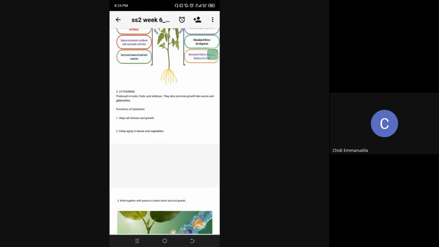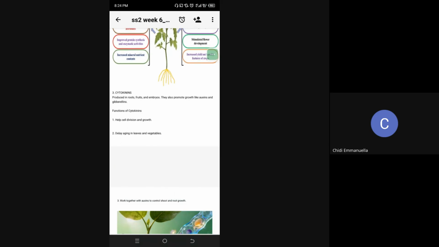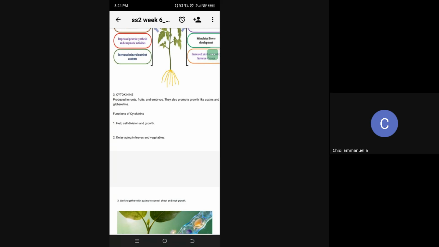All right, the next one we're looking at is cytokinins. This is produced in roots, fruits, and embryos. That's where you can find the production of cytokinin. And cytokinin plays a very vital role in cell division. Without cytokinins, it will be difficult for the plant to grow. So cytokinin ensures that the plant grows very well.